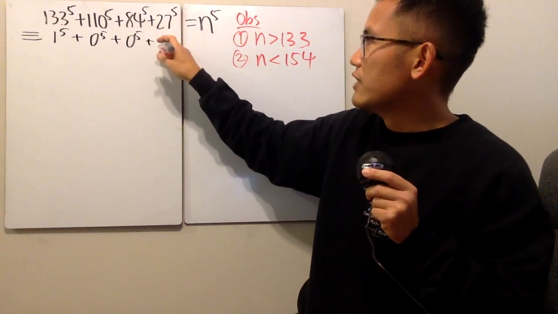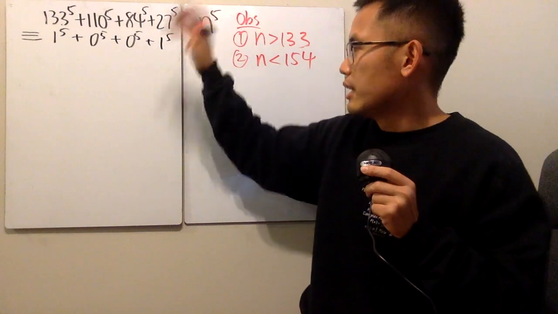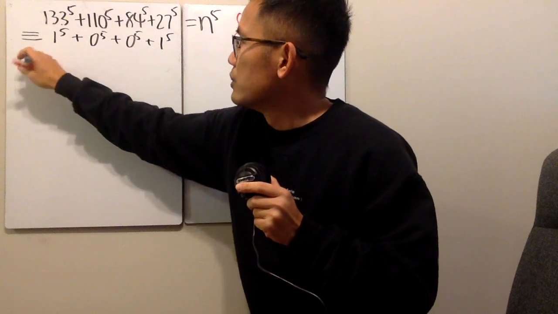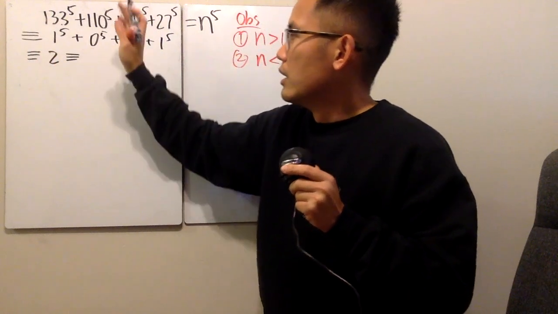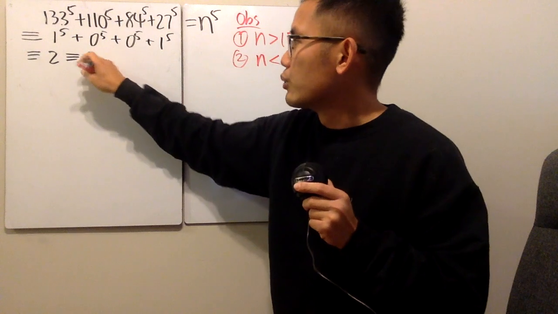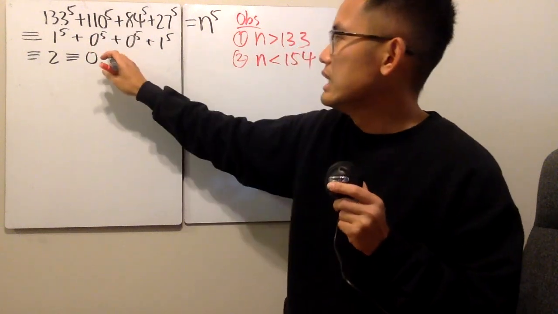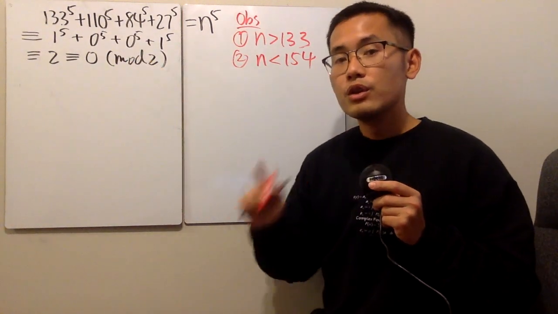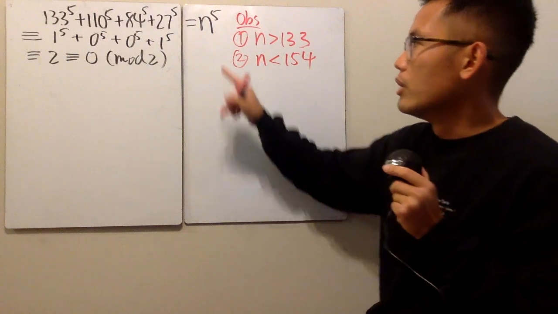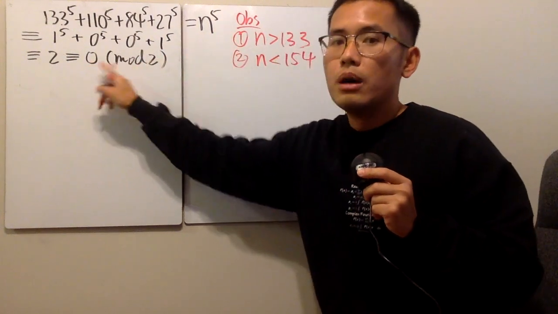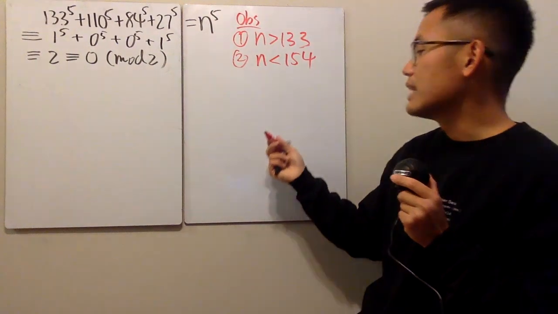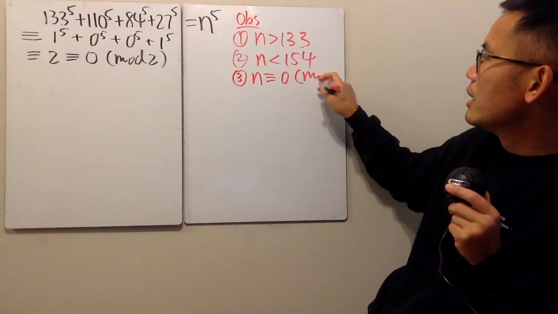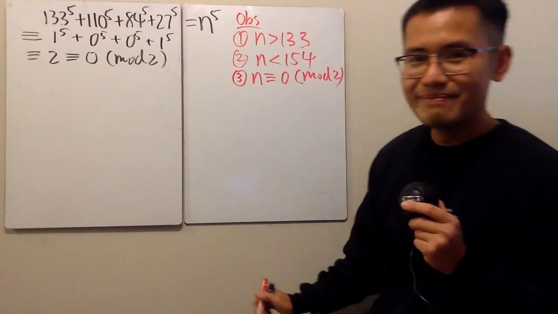And then 27 divided by 2, the remainder will be 1. And then you have the power 5. And then we can just work this out. This is just 1 plus 1, which is 2. And then divided by 2 again, we get remainder 0. Whenever we are doing this, in the end, be sure you put down a parenthesis and say mod 2, like that. So based on this, we know n is congruent to 0 mod 2, meaning n is actually even. But I will put down n is congruent to 0 mod 2 because it's cooler like this.